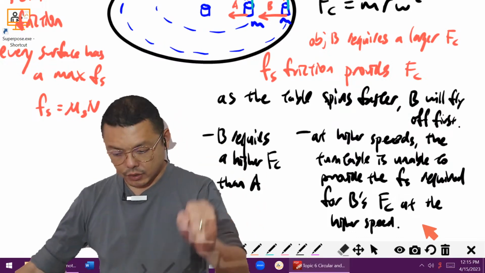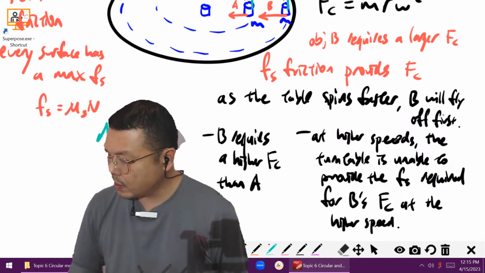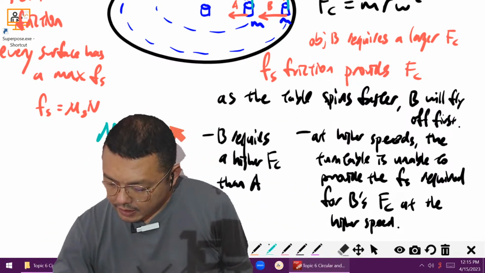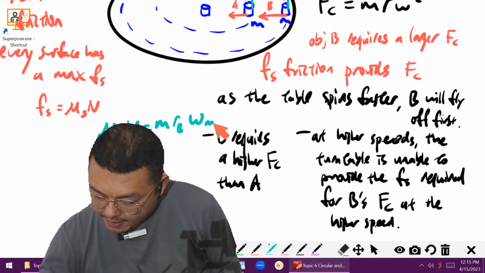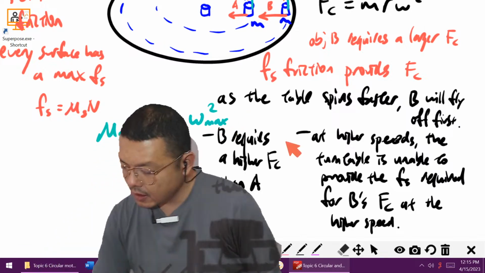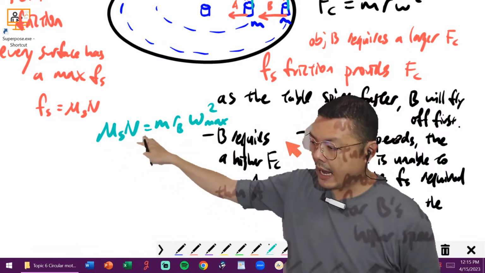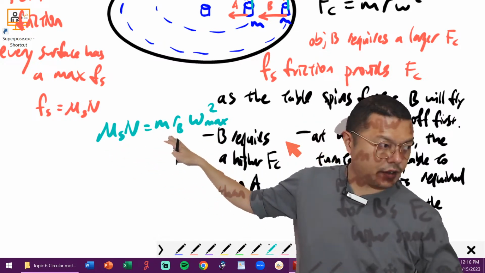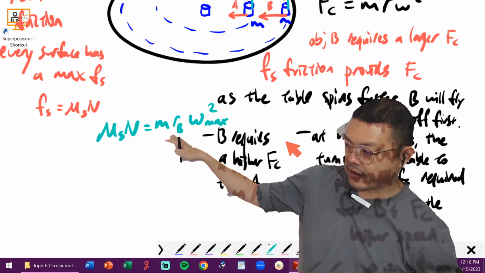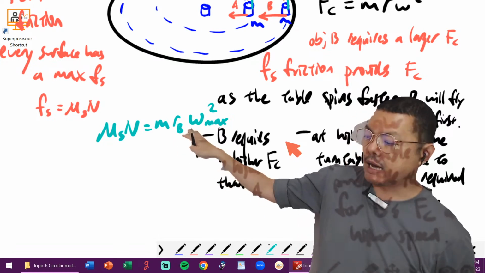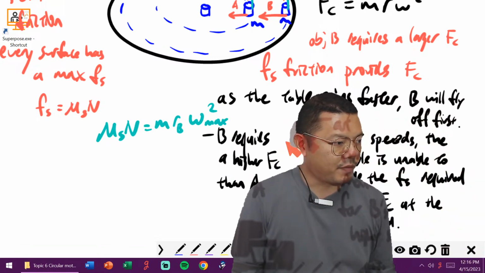Okay? So therefore, I want you to write this equation down. Mu S N, which is the maximum static friction, equals m R_B omega max squared. Right? Mu S N equals m times R_B, the radius of B for object B, to prevent object B from falling off, times omega max squared, the maximum angular velocity that you can go before any object falls.